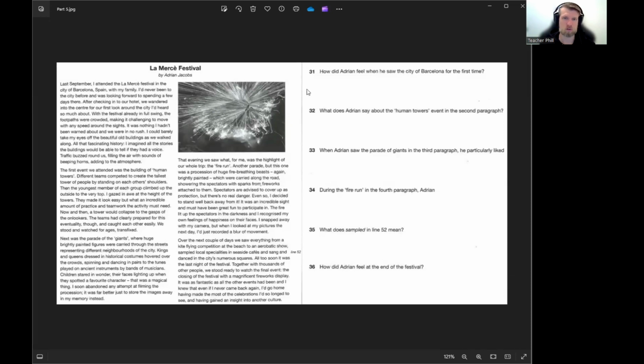Okay, so let's have a look. Typically the questions follow the same order as the text, so we can expect to find the answer to this question somewhere at the beginning of the text. So it says here, "Last September, I attended La Mercè in the city of Barcelona with my family. I had never been to the city before and was looking forward to spending a few days there. After checking in, we wandered into the city for our first look around the city I'd heard so much about. The festival was already in full swing, the footpaths were crowded, making it challenging to move with any speed around the sites. It was nothing I hadn't been warned about, and we were in no rush."